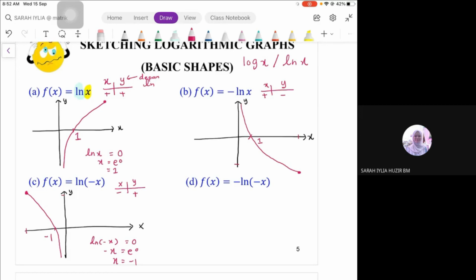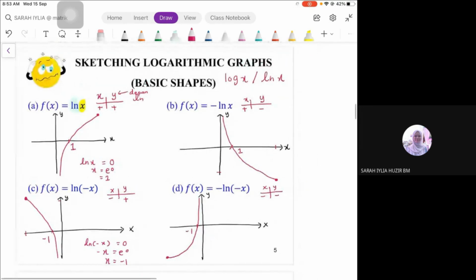And then last one, negative ln of negative x. So, for both x and y, we have a negative sign. So, they start on the third quadrant. Furthest point on third quadrant, tarik approaching y-axis. Samalah, intersect dia still dekat negative 1, tak berubah. And that is the 4 basic shape of log function ataupun ln function. Dia sama konsep macam eksponen, cuma jangan salah tarik lah. Nak tarik approaching paksi x ataupun approaching paksi y.